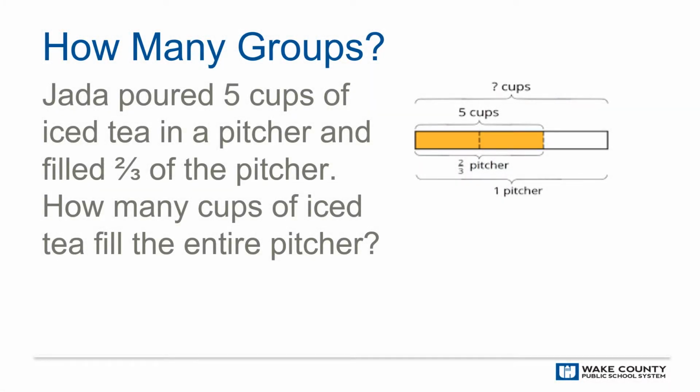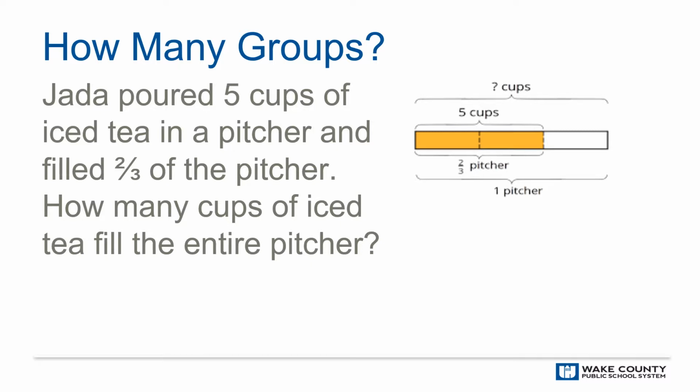How many groups? Jada poured 5 cups of iced tea in a pitcher and filled 2/3 of the pitcher. How many cups of iced tea filled the entire pitcher? We can use multiplication and division to solve this problem. The diagram can help us reason about the answer.